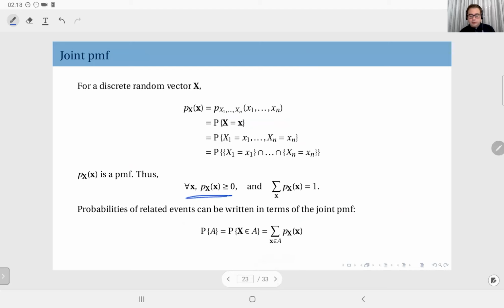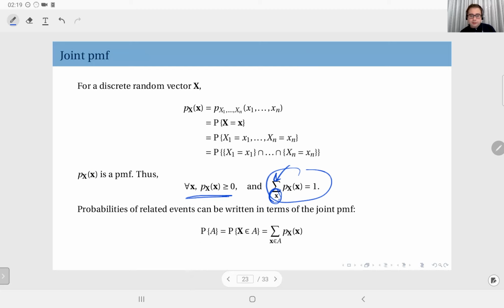Therefore, first of all, it's a non-negative function. For whatever value it takes, it cannot take negative values. And when you add it up with respect to all possible parameter combinations, you should get a 1. Now here, this is a vector. So in fact, while you see a single summation here, this entails a number of summations. In fact, n summations when the dimension is n.